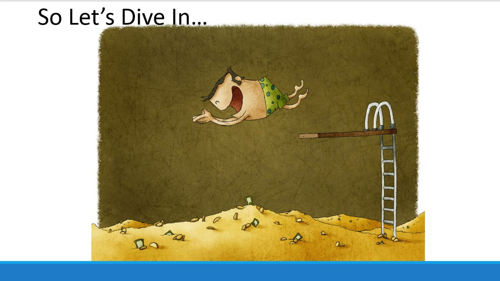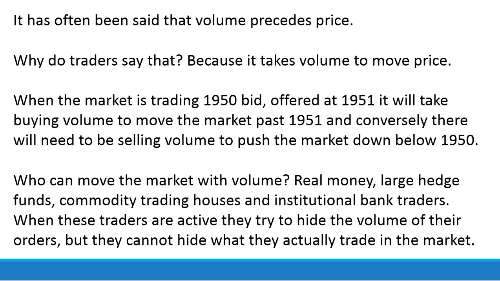So, let's just jump right in with talking about order flow and delta and everything. It's often been said that volume precedes price. Why do traders say that? Because it takes volume to move price. The market's not going to move unless someone's trading it.